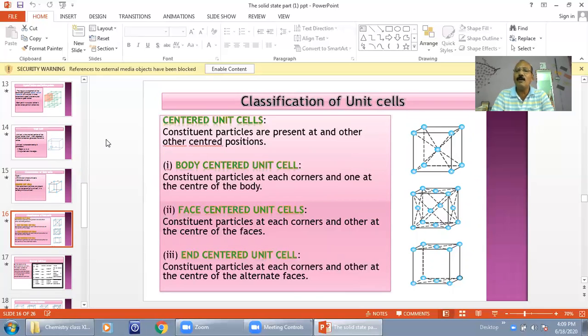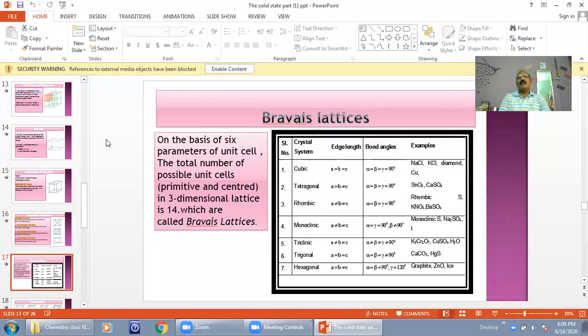Therefore, the value of points which are looking full on the alternate face, therefore, the value of the points is again 4 in the end-centered. In this way, there are 3 types: body-centered, face-centered, end-centered are the types of centered unit cell. After centered unit cell, you can have the discussion on Bravais lattices.